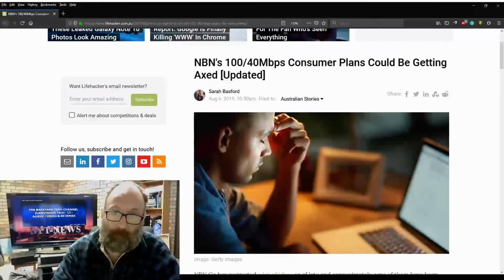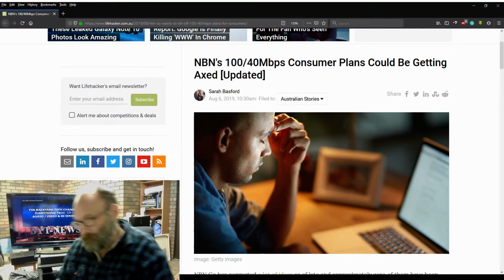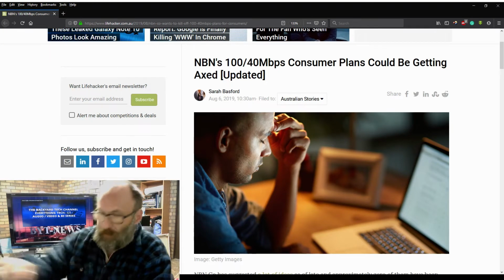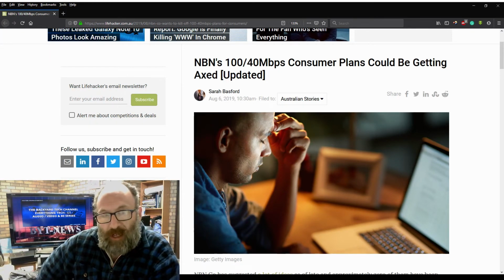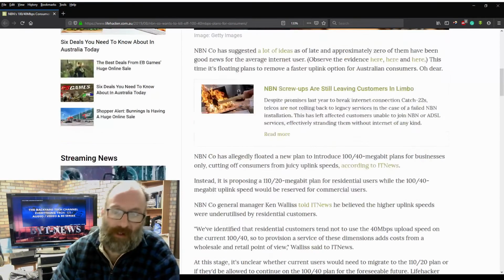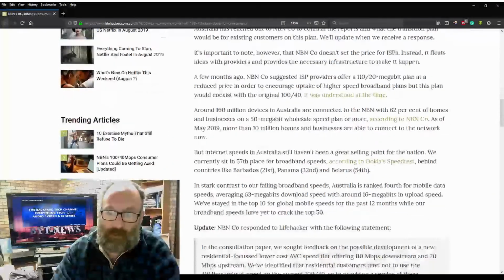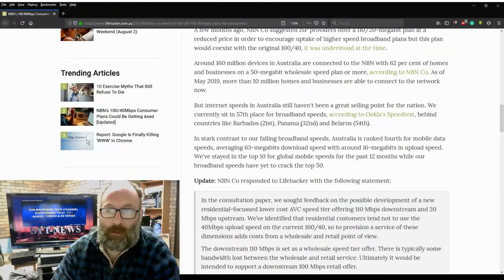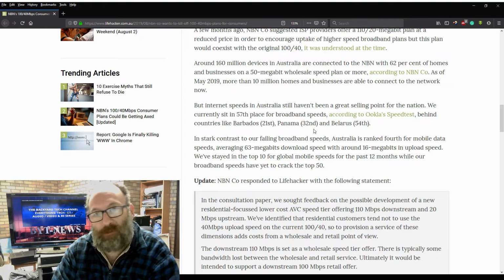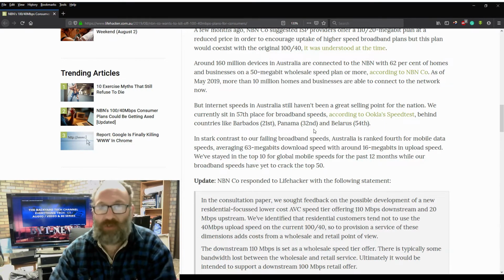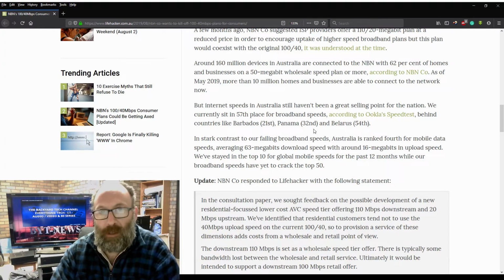Okay. Now, I've been banging on about Australia's atrocious fixed line internet speeds for years. Look at who we're behind here, all right? Now, this is from Akula. According to Akula speed test, behind countries like Barbados, Panama, and Belarus. Yeah, okay, we're in the top 10 for mobile broadband.